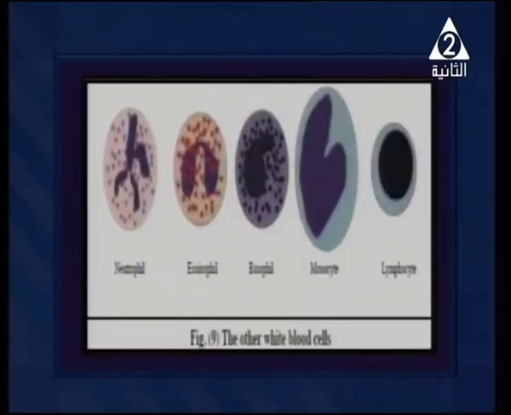This is the different types of the white blood cells. As we said, we classify them according to their granules: neutrophil, eosinophil, basophil, monocyte, and lymphocyte, and each one of them has an important role in attacking and engulfing the pathogen or any virus or bacteria that invade your body.